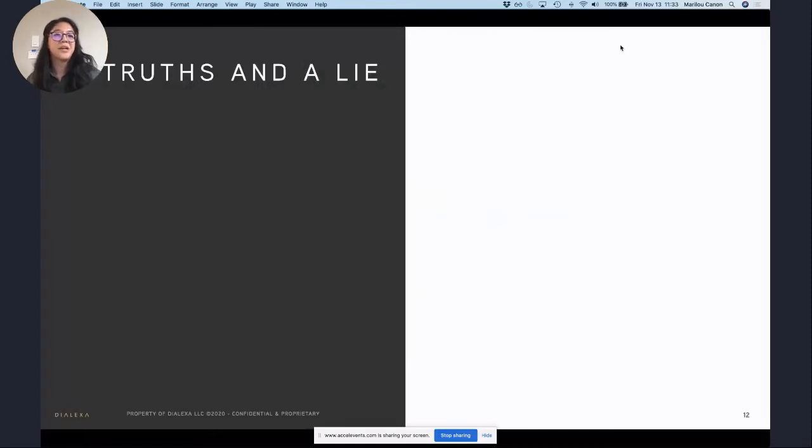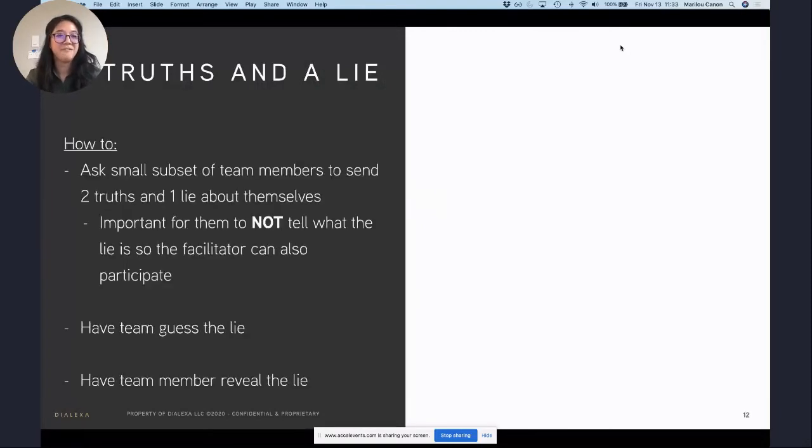And then the last one I want to go through is 2 truths and a lie. This is a pretty fun one. So again, can be used multiple times depending on how big your team is. It's where you ask a small subset of team members to send 2 truths and a lie.